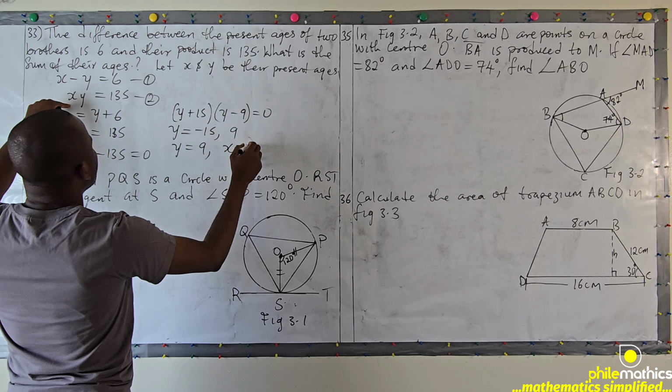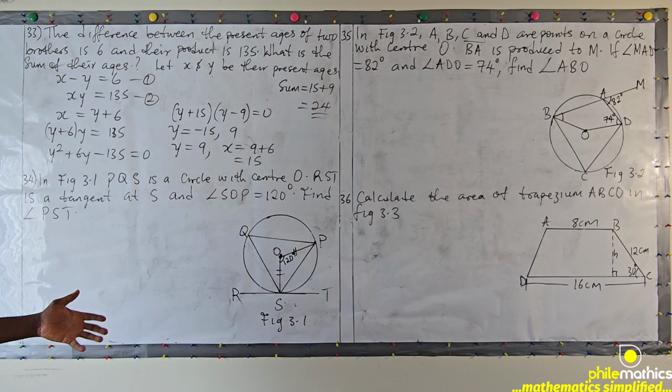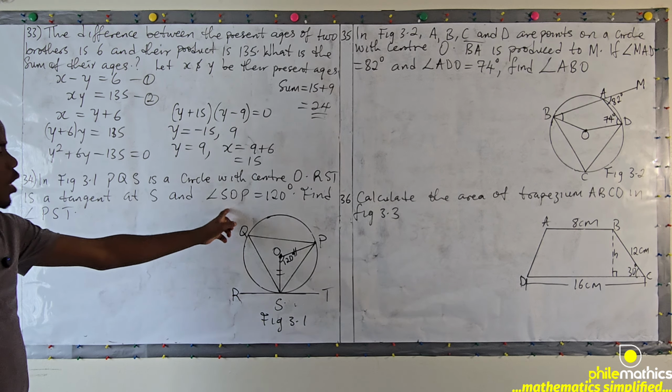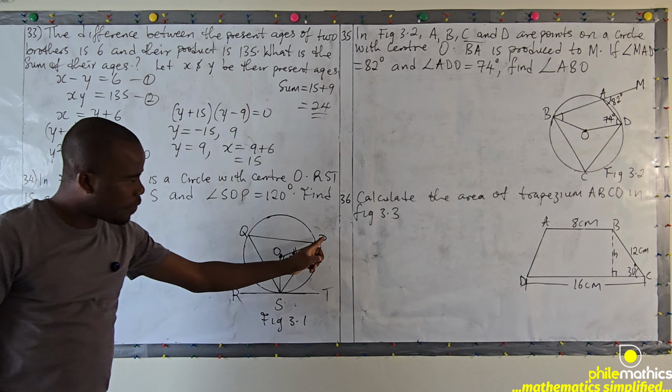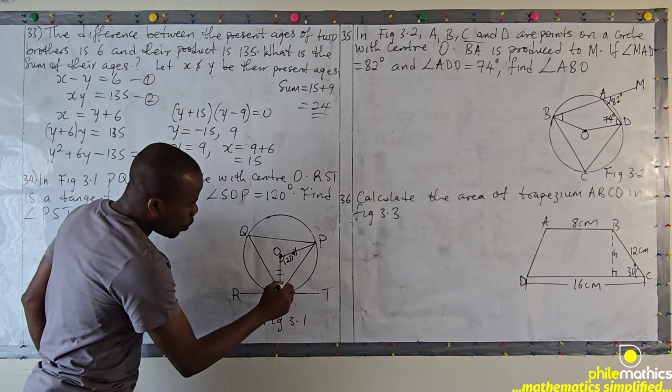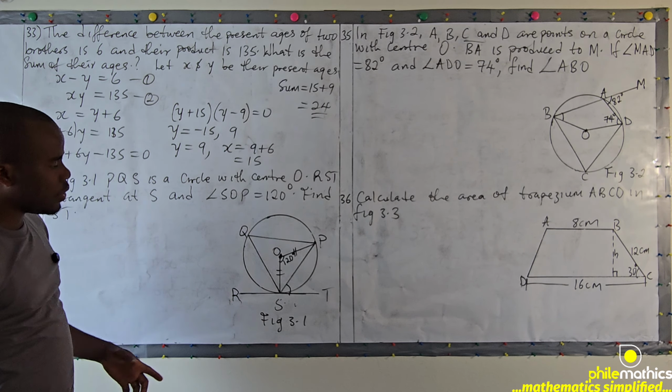34 says, in this diagram, PQS is a circle with center O, ROST is a tangent at X, and angle SOP is 120 degrees. Find angle PST. This is the angle we are looking for. So what I usually advise my students is start from the angle you know. So from this angle that is given, what can you see? We can easily see that we can get here from angle at center twice as circumference.